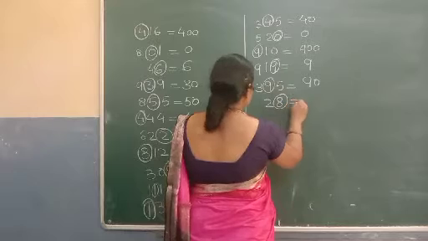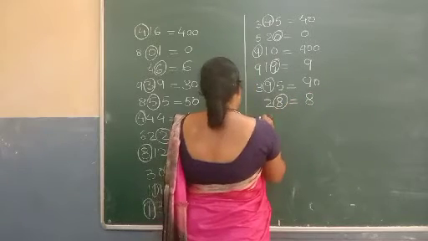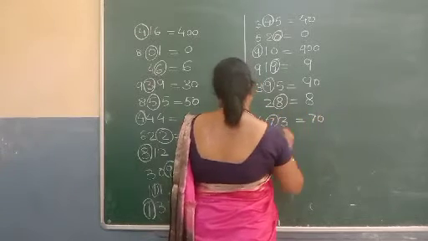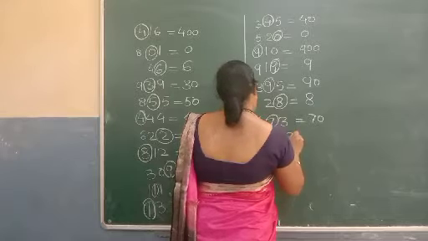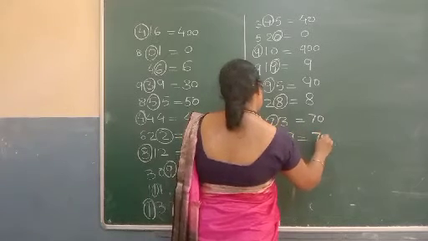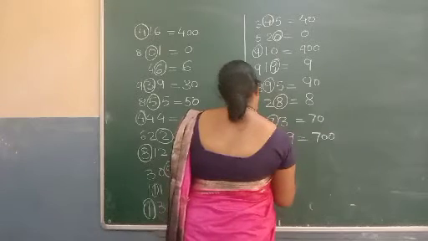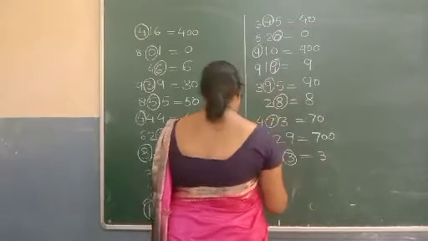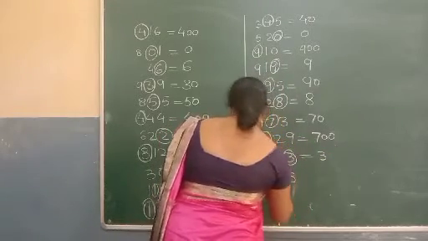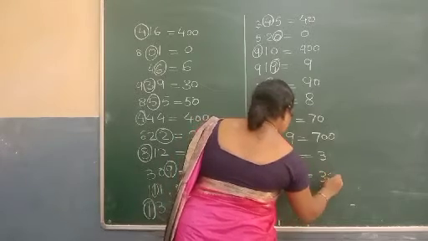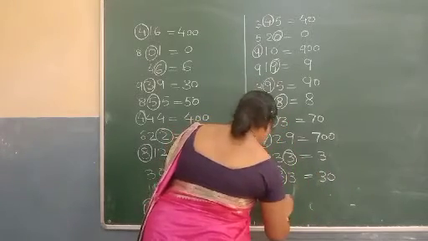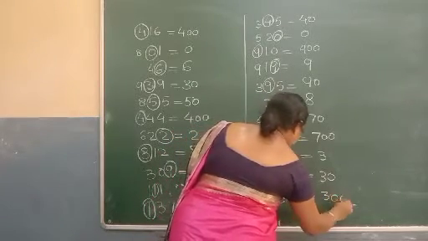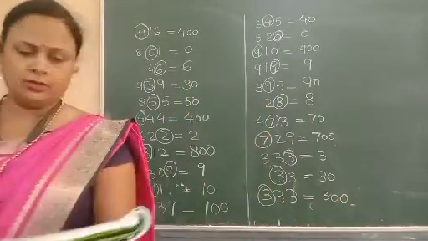28. Place value of 8 is only 8. 473. Place value of 7 is 70. 729. Place value of 7 is 700. 333. Place value of this 3 is 3. 33. Place value of this one is 30. 333. Place value of this 3 is 300. See and fill in your book.